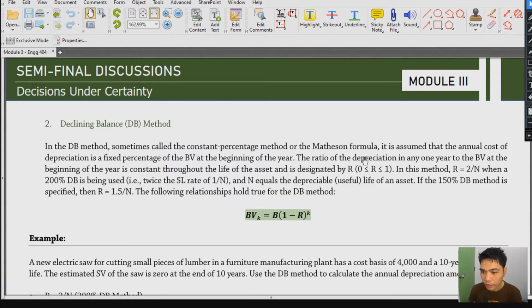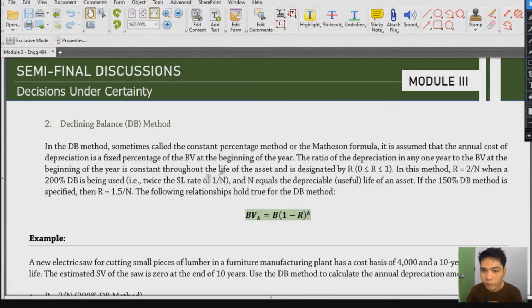Now, unlike the concept of the straight line method, we will be utilizing this specific depreciation ratio, and that is represented by R. So as you can see from the equation, before we do have this kind of straight line equation, but now something like this is in the power form, kasi that is the cost basis multiplied by 1 minus the ratio of depreciation raised to k, that's the period, and then that will give the book value.